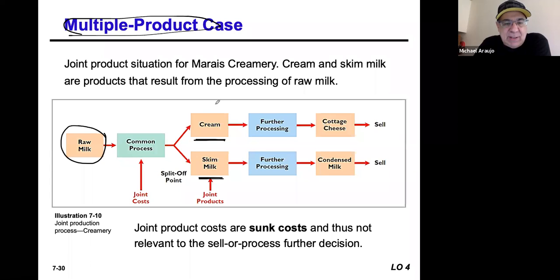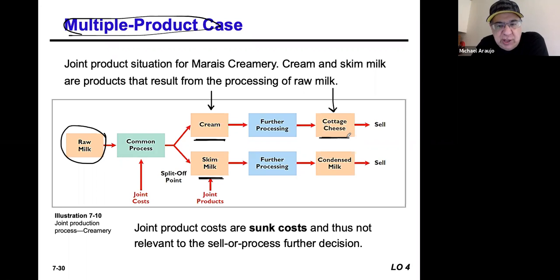However, this is basically what they do. They could process things further, right? So if they further processed cream, they would be able to produce cottage cheese. If they process the skim milk further, they could produce condensed milk.